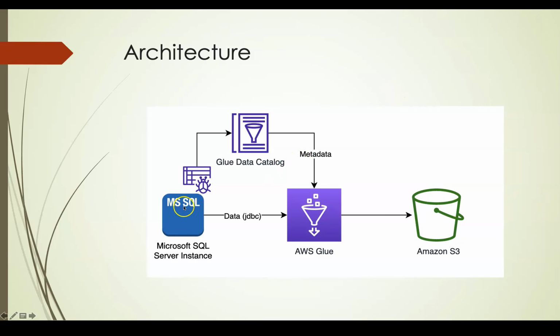So this is again the simple architecture. Here I have a SQL Server where I'm looking to bring the data by using Glue, and then I'm looking to store the data into S3, right? But before bringing the data in, I created a JDBC connection, and by using the JDBC connection, I have crawled the MS SQL database. I have extracted the metadata of SQL Server, and that metadata is stored in the Glue Data Catalog.